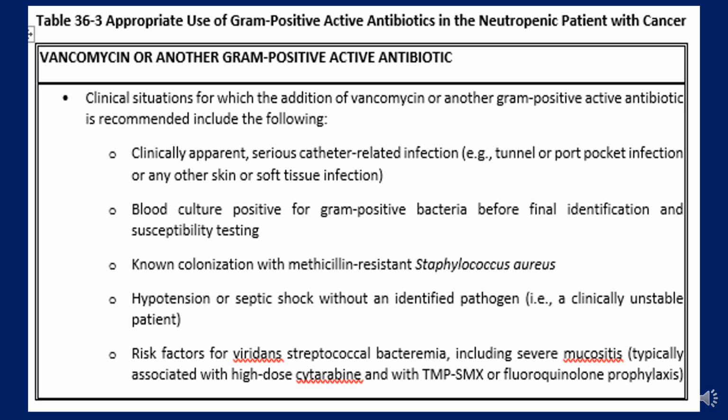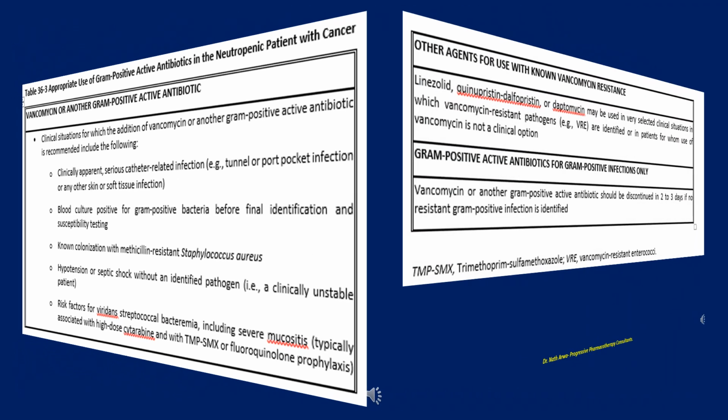Pause the video and carefully scrutinize Table 36.3, appropriate use of gram-positive active antibiotics in the neutropenic patient with cancer, before advancing to the next slide.